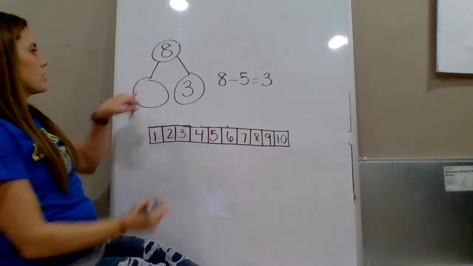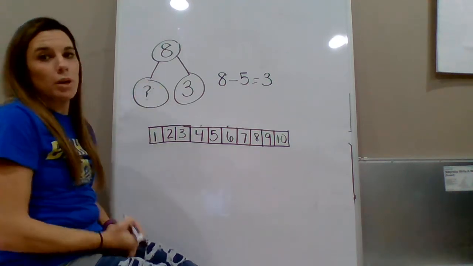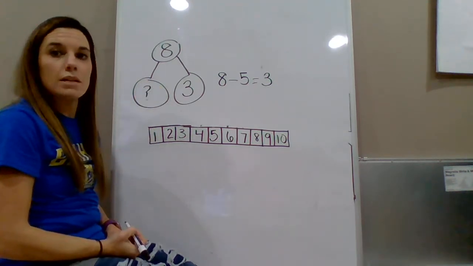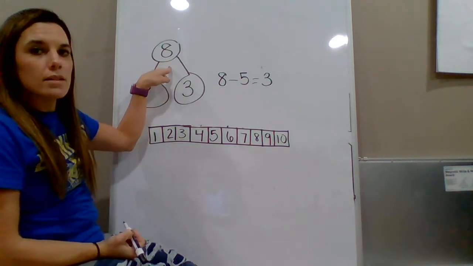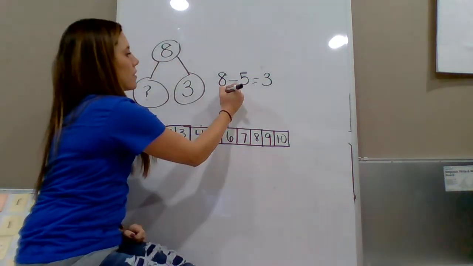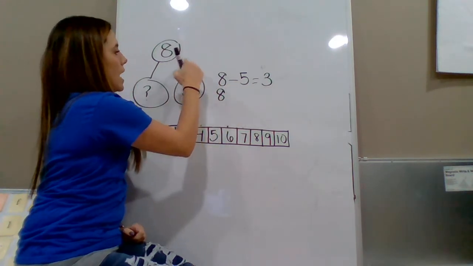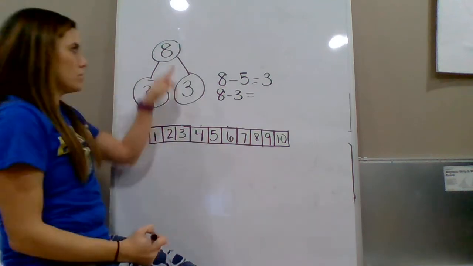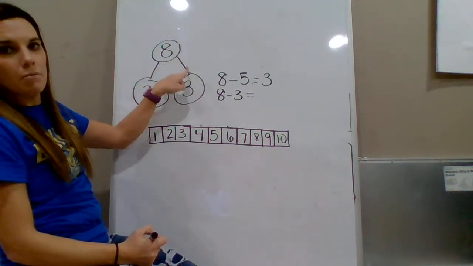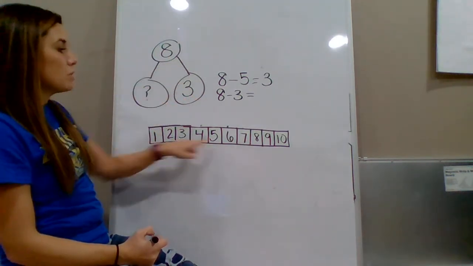And what if I was looking for this part of my number bond and I wanted to make a subtraction sentence? I'm going to do the same process. I'm going to start with my biggest number, 8, minus 3. Do you see how I got those numbers? 8 minus 3. I'm going to use my number path.